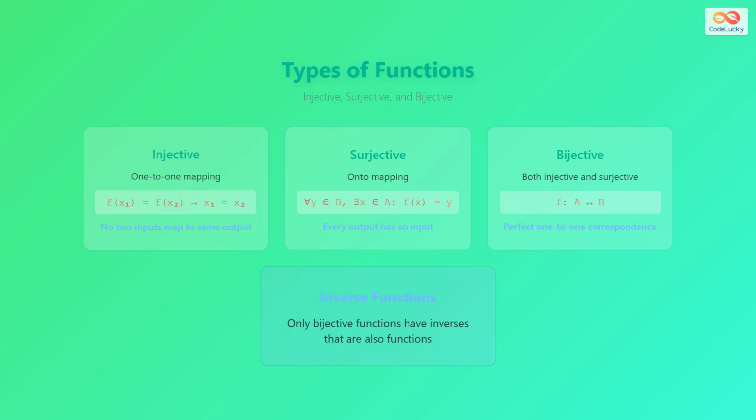A surjective function, also known as an onto function, ensures that every element in the codomain has a corresponding element in the domain. For all y in B, there exists an x in A such that f of x equals y. A bijective function is both injective and surjective, establishing a perfect one-to-one correspondence between the domain and codomain. Only bijective functions have inverse functions that are also functions.